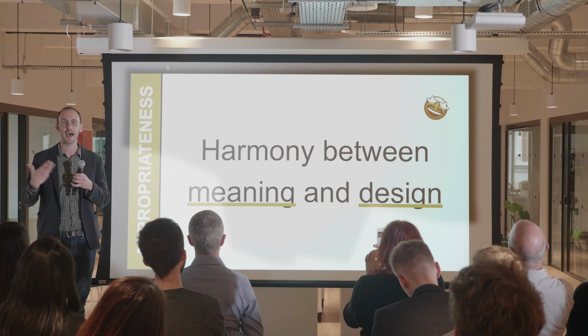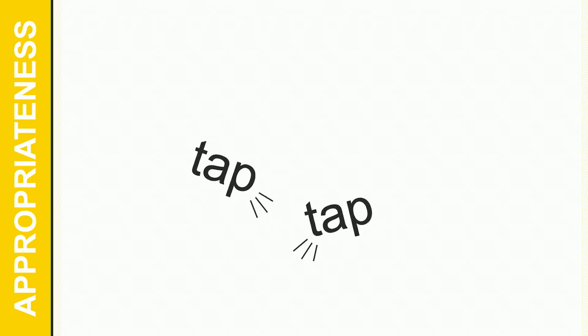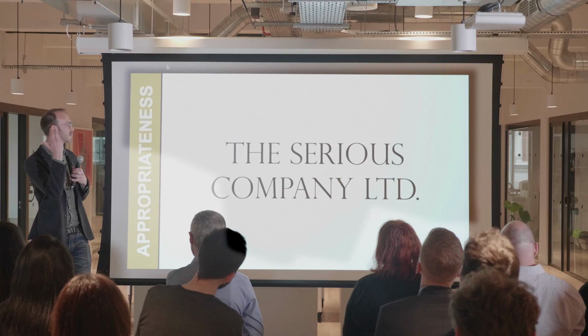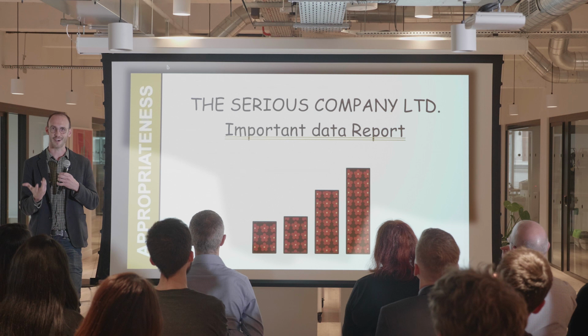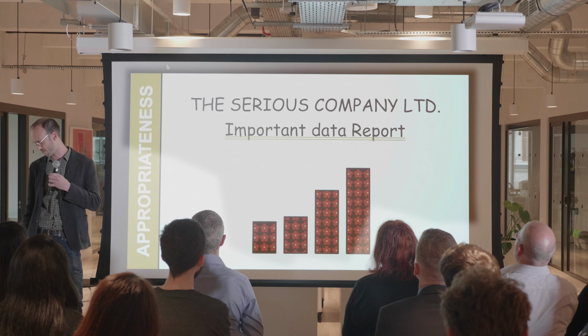And that idea is about harmony between meaning and design. If you think about how this works in design, an example might be the sound of a keyboard while you're typing on your phone. If we're talking about data visualization, somebody might be producing a chart for a serious company, but if they produce a chart like this, there might be a bit of cognitive chafing between what the company culture is and the way the data is being presented. So basically, creating this connection between meaning and content is fairly important.